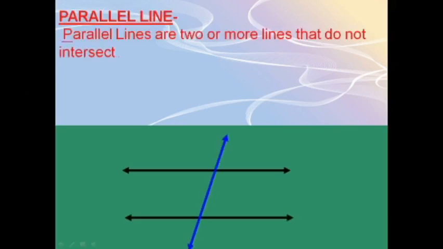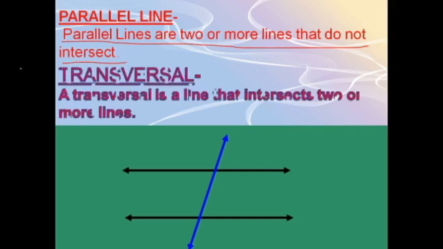In this part, let us first see the definition of parallel lines. Parallel lines are two or more lines that do not intersect, meaning they do not cross each other. Those are called parallel lines. Next we see the transversal.